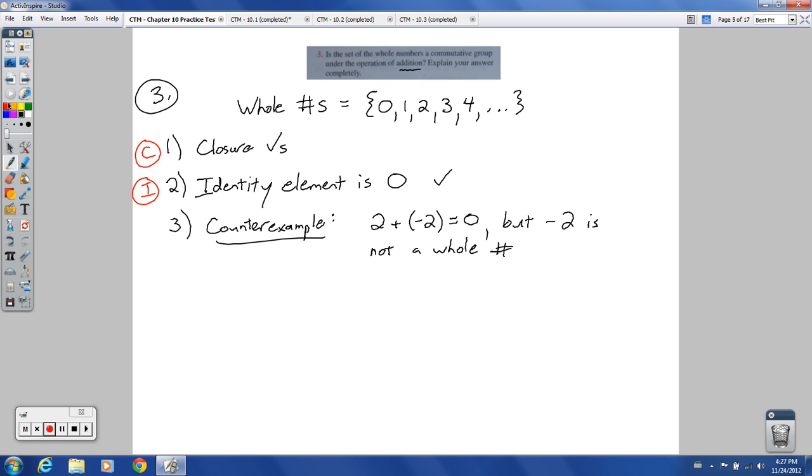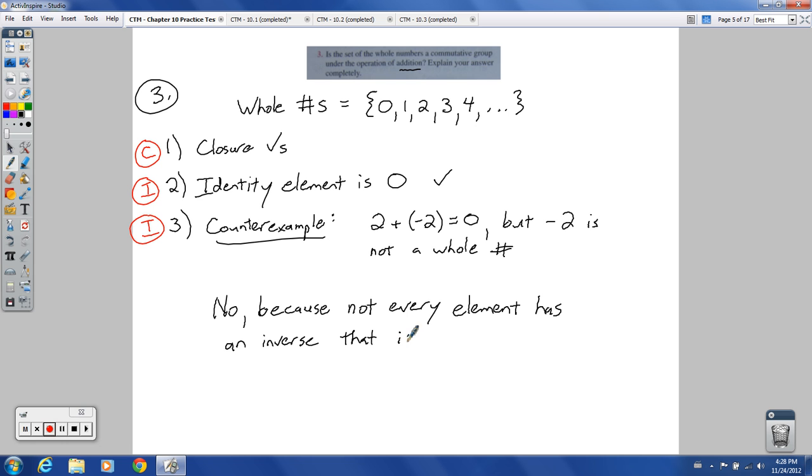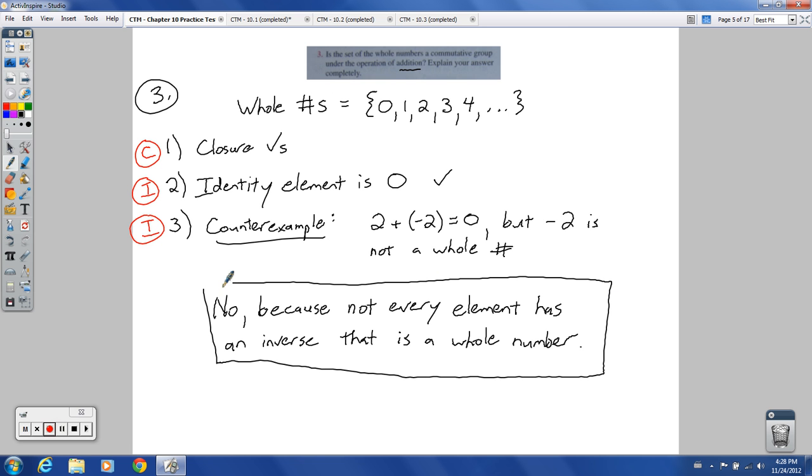And so does this hold? We don't have to go any farther at that point. We would say no, because not every element has an inverse that is a whole number. If you said the set of integers, then you'd be fine. But if you're just saying the set of whole numbers, it doesn't work out.